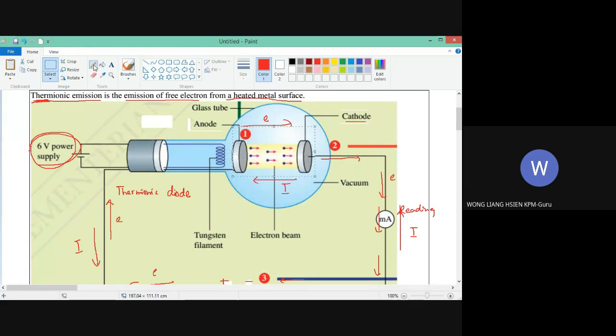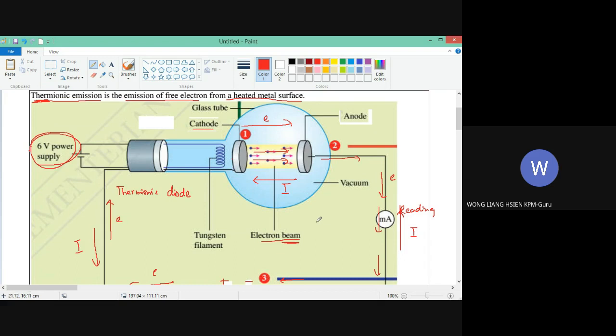Okay, you can produce a stream of electrons from the cathode to the anode. This stream of electrons, we call an electron beam, because it is like a beam of light. It's like light coming out from the cathode to the anode. So we call it an electron beam.